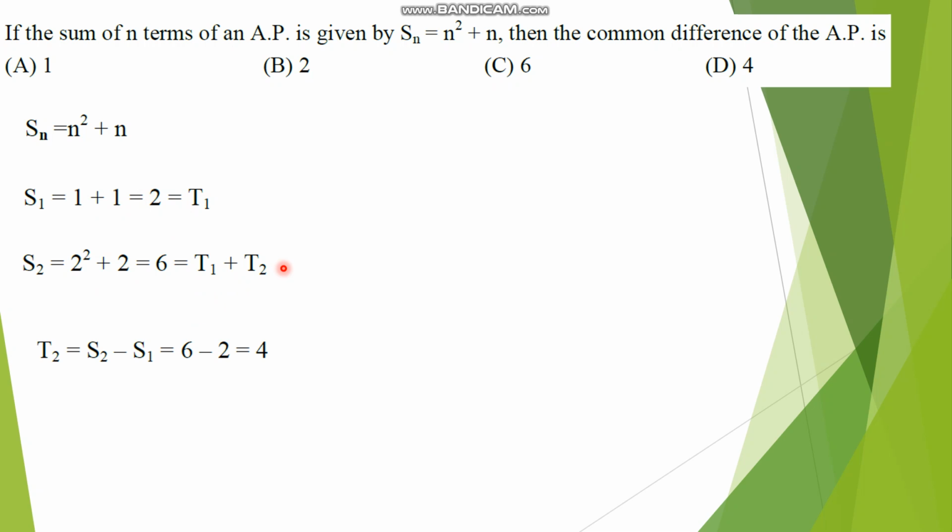So T2, what is T2? T2 is S2 - S1. So it is 6 - 2, which is 4. Once you get the value of T2, then d is nothing but any term minus its previous term, that is T2 - T1, which is 2, which is option B.